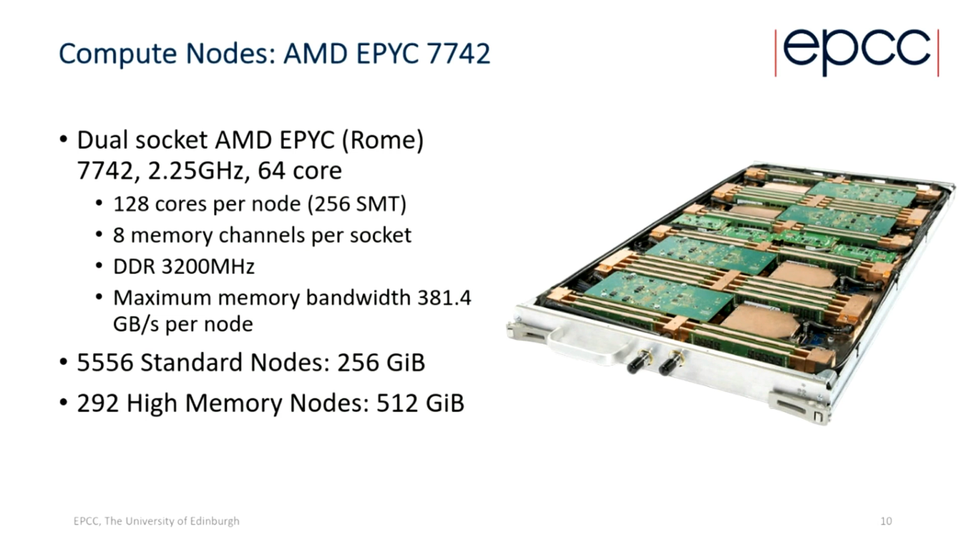There's 120 cores per node. There is what is known in Intel land as hyperthreading, 2 hardware threads per core, so you can have up to 256 hardware threads on a node. There are 8 memory channels per socket, so there's a lot of memory bandwidth available, and it's fast memory. So you'll see on the next slide that the memory bandwidth is a lot bigger per node than it is on Archer. There are just over 5,500 standard memory nodes, and just under 300 high memory nodes going to be available on the system once it's installed.